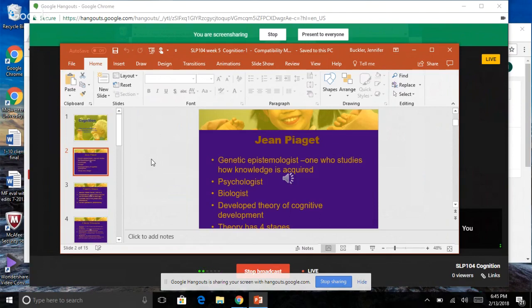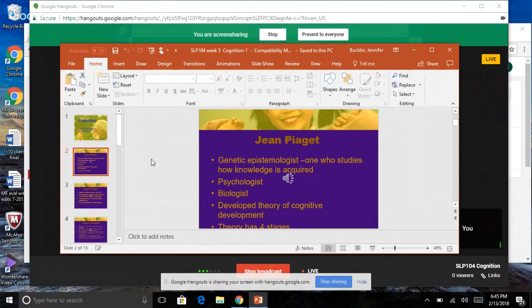He is a child prodigy, or was a child prodigy, who gained his early degrees in either his late teens or early 20s. And he was a person who wore many hats. He was originally a biologist who did studies on mollusks. He is thought of as a psychologist here in the United States, and he was by trade a genetic epistemologist. So he studied how we learn, or how we acquire information.